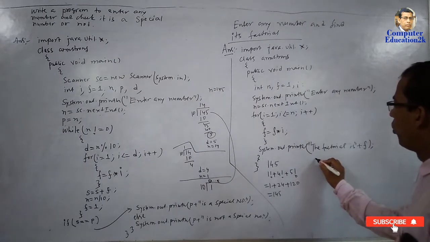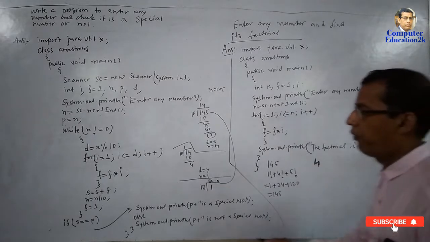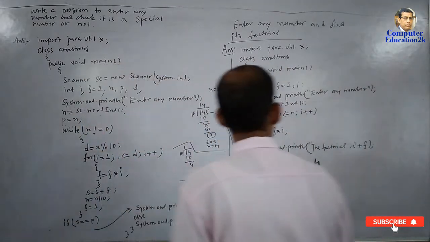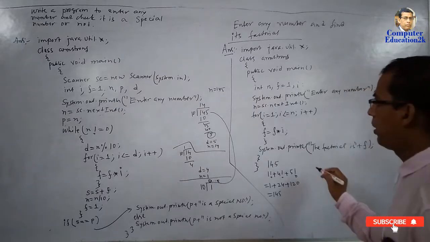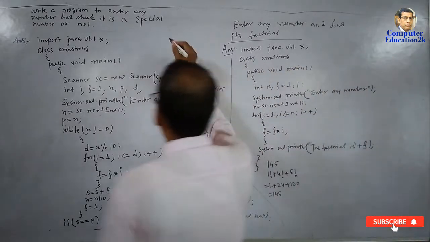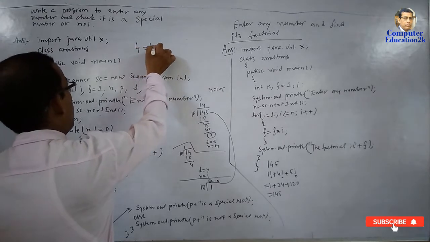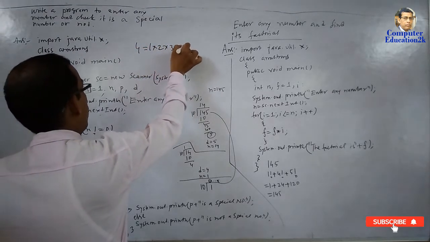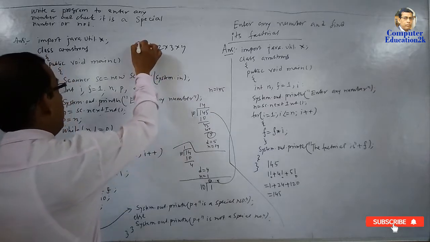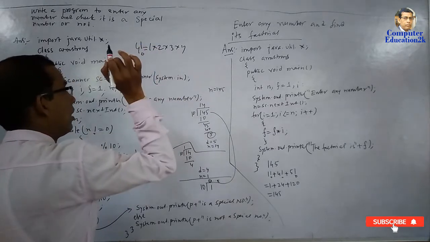Say I have taken a number 4. Then the factorial of 4 will be 1 into 2 into 3 into 4. That is factorial, and it is represented by this sign.